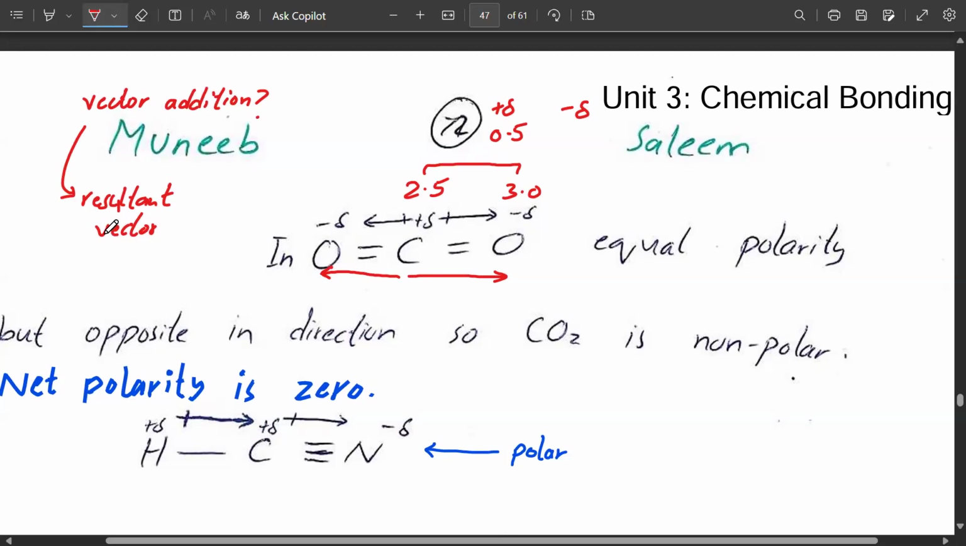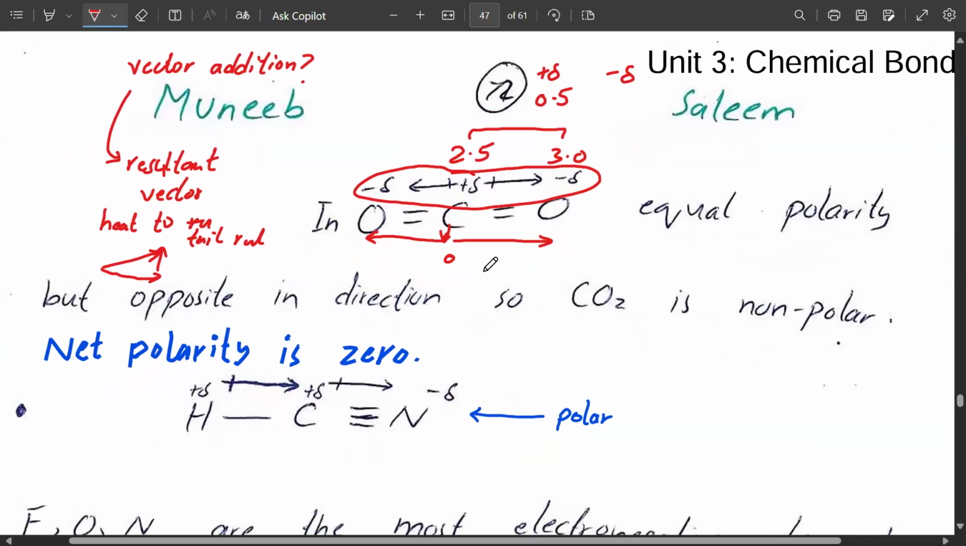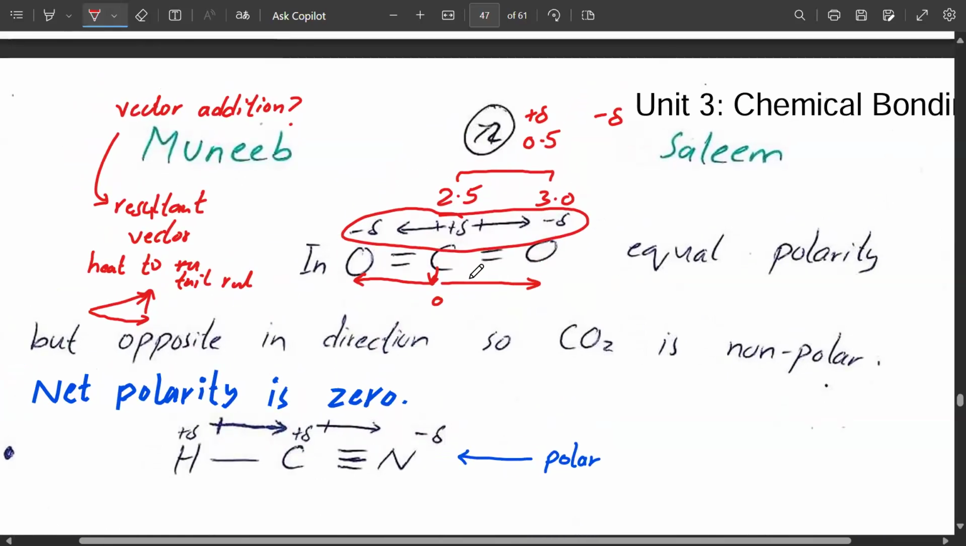Yes. So the rule says, if you have two arrows, arrow 1 and arrow 2, the rule is the head to tail rule. Head to tail rule means you start from the tail of the first arrow, you put the other arrow on the head of the first arrow, and you go from the tail of the first to the head of the last one. Applying this rule, this will give you a simple zero value, because you start from one point and you end at the same point, which means that by vector addition, the value is 0. That gives a 0 dipole. So the dipole will be 0 for this case because of the linear shape. That is why the CO2 molecule is non-polar, because there is no overall polarity in the CO2 molecule.